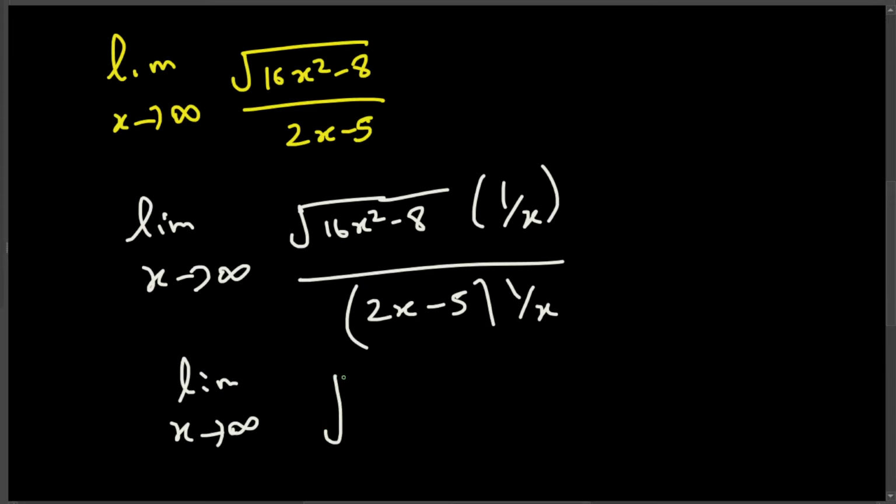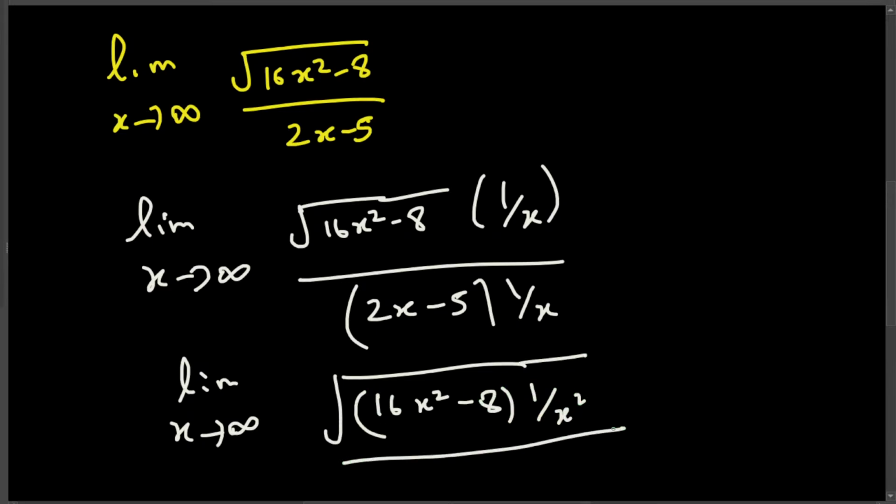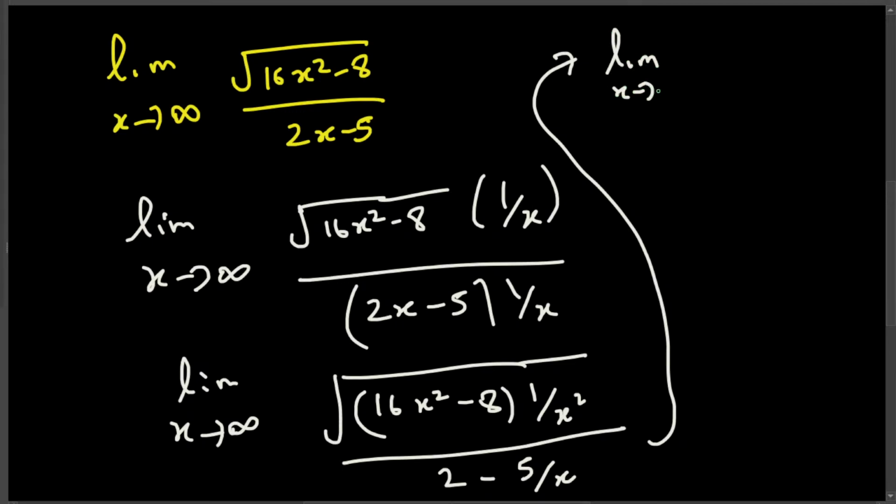So we are going to multiply this 16x squared minus 8 by 1 over x squared, and in the denominator we can simplify that one. 2x times 1 over x, that's 2, minus 5 times 1 over x, that's 5 over x. Okay, now let's simplify here. So here we can multiply the x squared with both terms. So if you do that, this is going to be limit x approaches infinity of square root of 16x squared times 1 over x squared, that's 16, and then minus 8 times 1 over x squared, that's 8 over x squared. And in the denominator we are going to have 2 minus 5 over x.